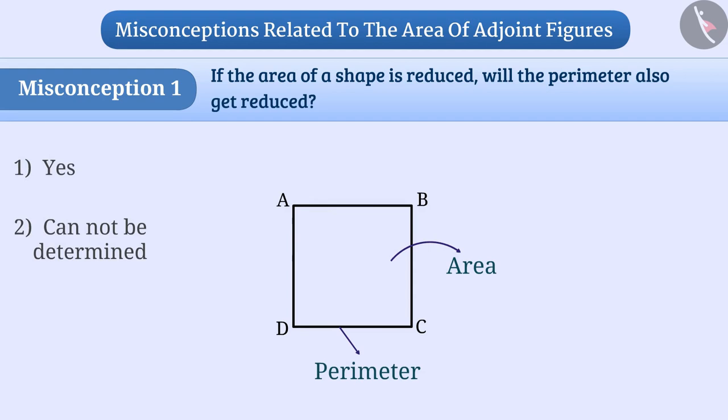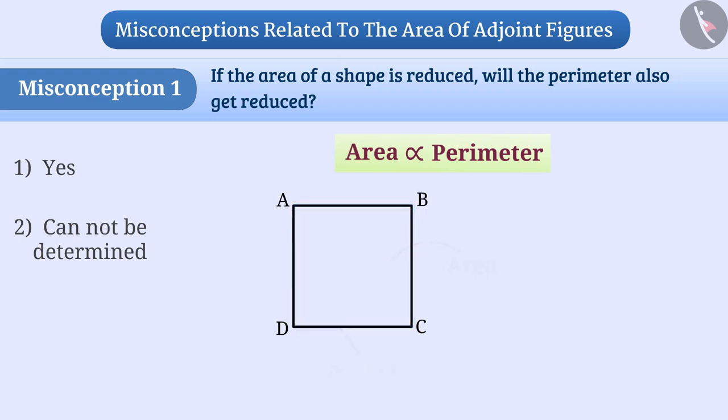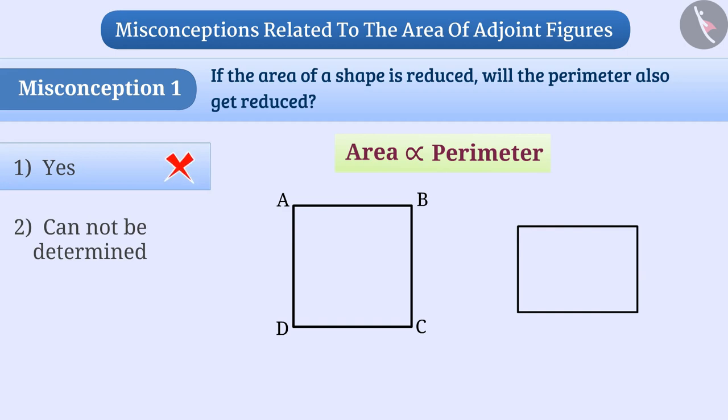Some children think that there is a direct relation between area and perimeter of a shape. They think that if the area of a shape gets reduced, the perimeter of the shape will also get reduced. So, they answer option 1, which is a wrong answer.